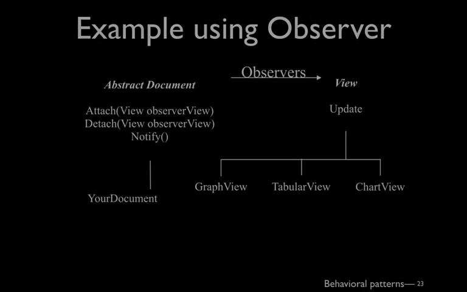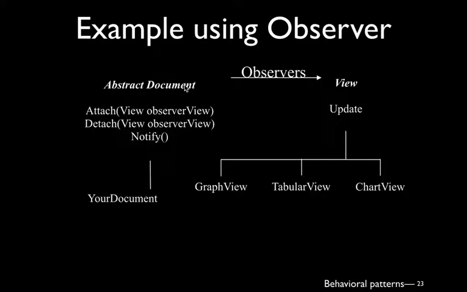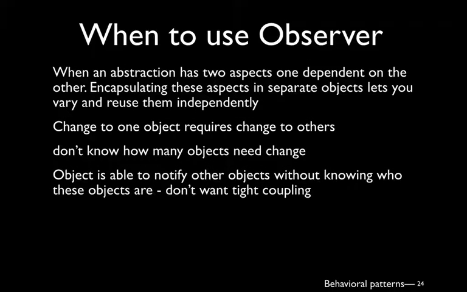So what we have in a sense on our hand is there is a dependency between the observable and the observer, but not between the specific classes in the bottom. The stock doesn't depend on the displays. The display doesn't depend on the stocks directly. So that is basically what an observer pattern provides for us. So when an abstraction has two aspects, one independent of the other, encapsulating these aspects in separate objects lets you vary and reuse them independently.